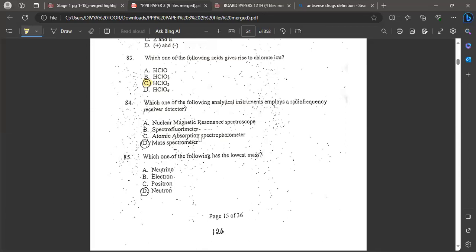Which of the following analytical instruments employs a radio frequency receiver detector? I'd go with A just because it has the name nuclear already in it. But I don't know.